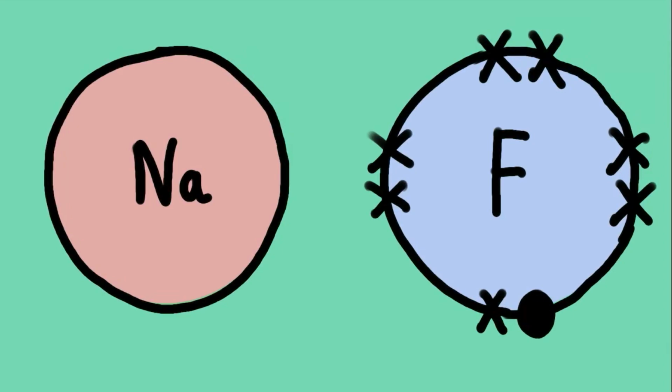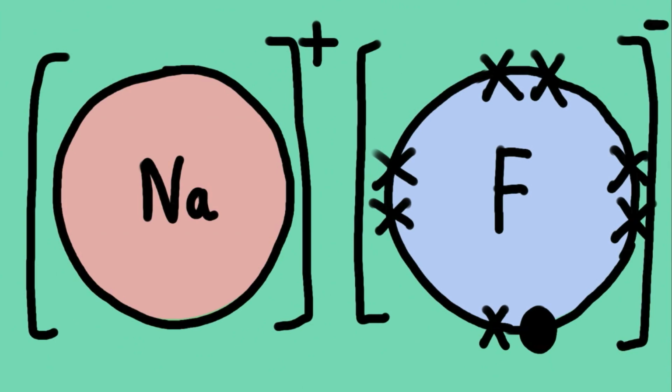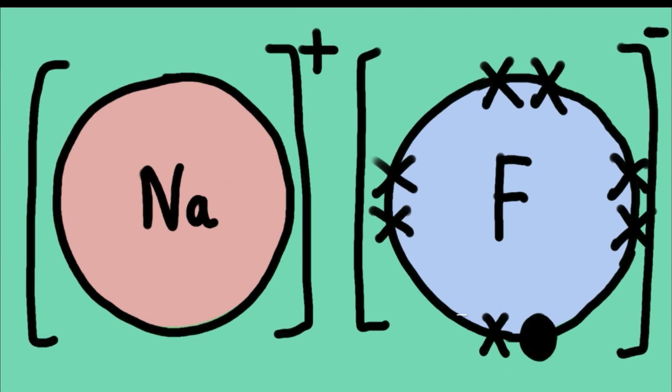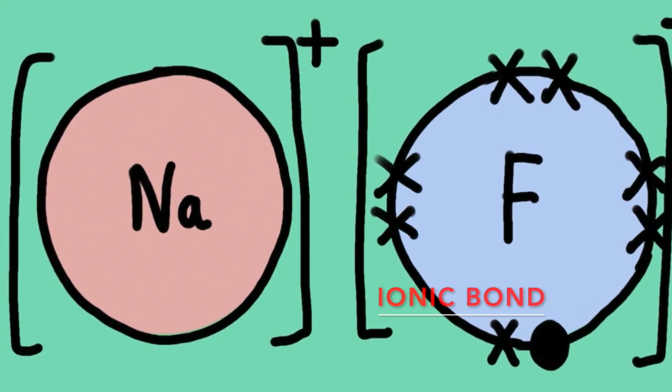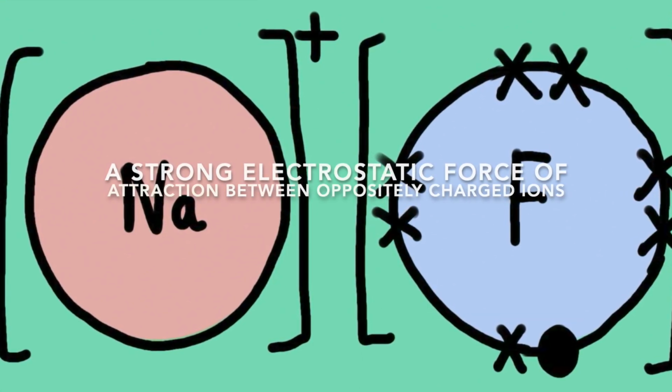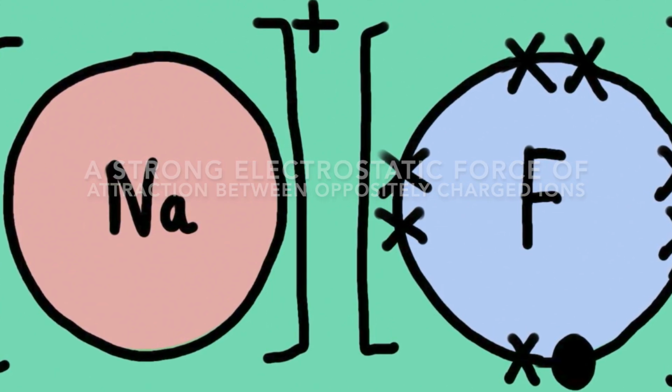And when this happens, sodium gets an overall positive charge and fluorine gets an overall negative charge because of the loss and gain of electrons. Sodium and fluorine attract each other very strongly and have an ionic bond between them. This is a strong electrostatic force of attraction between oppositely charged ions.